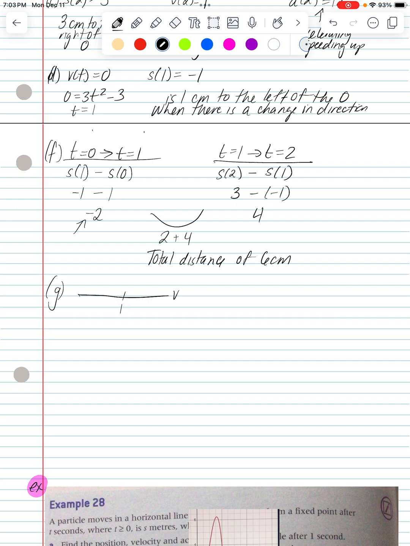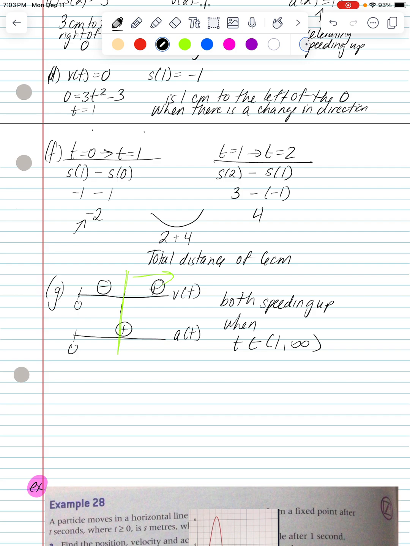So when we had tested this in A, and we said it was negative and then positive. Okay. And then we had tested the acceleration above 0. And it was all positive. So the region that it would be increasing would be from 1 and above, because they're both positive in that region. So let's write this as a way of describing the domain. So they're both speeding up when the time is an element from 1 to infinity.